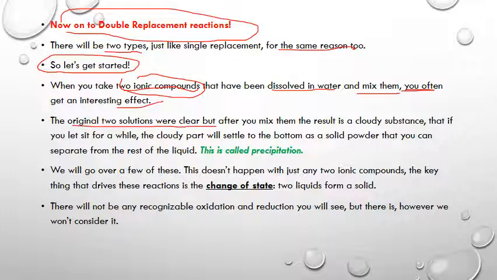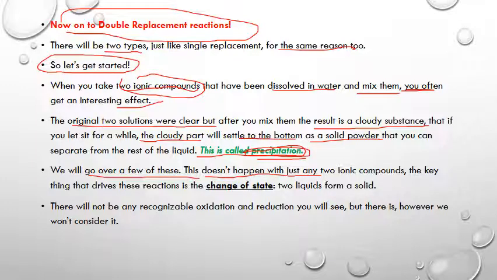The original two solutions are clear, but when you mix them, the result is a cloudy substance. If you let it sit for a while, the cloudy part will settle to the bottom and be a solid powder that you can actually separate by filtering. This process is called precipitation. It's sort of like snow or rain. It looks like it's coming out of nowhere. It's raining powder. Okay, so it's precipitation, and we're going to go over a few of these.